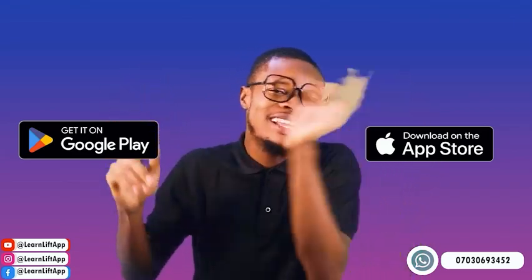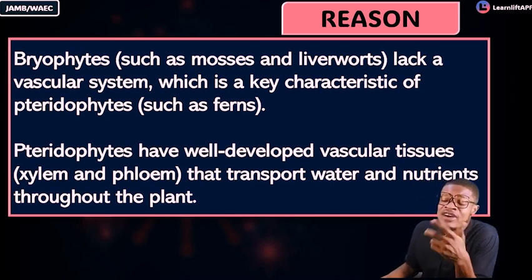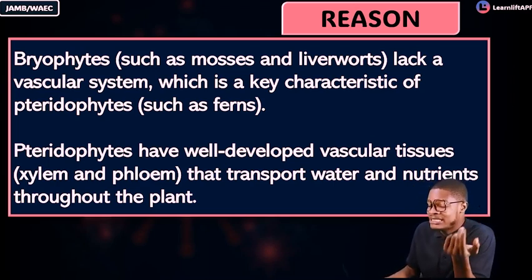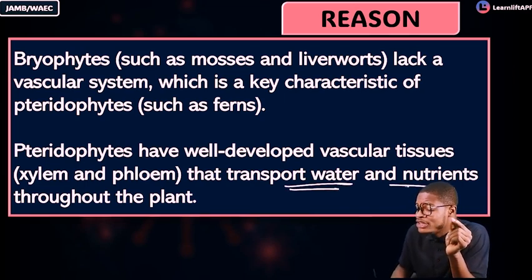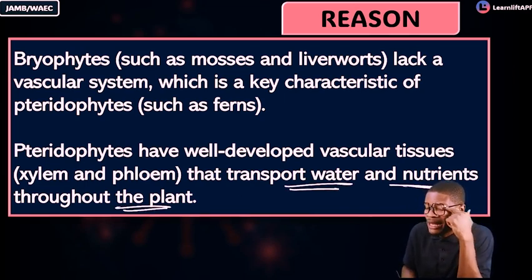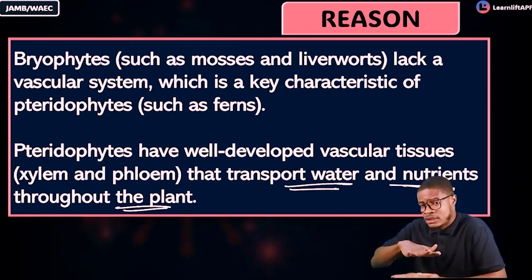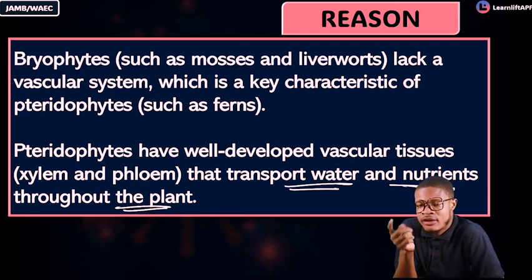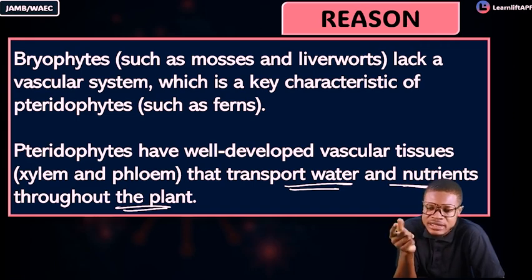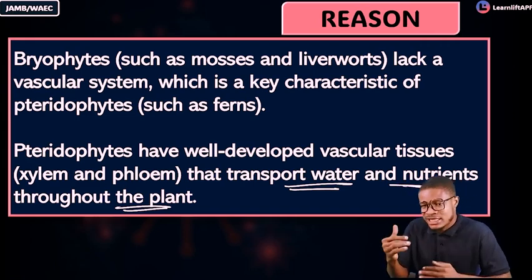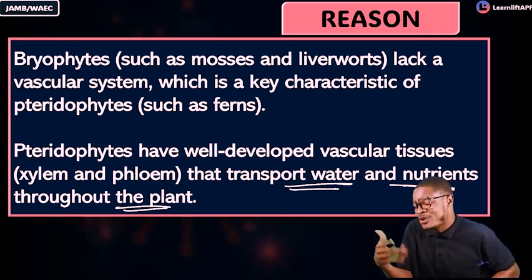A quick one before we move. Let's get back to class. And don't forget that pteridophytes have well-developed vascular tissues, which are the xylem and phloem, that will help them to transport water and nutrients throughout the plants. You see, one thing about bryophytes is that they are very small and short, right? Why? Because they lack water conducting systems or nutrient conducting elements. So even if they are tall, how will they conduct water? That's why they are very short. But pteridophytes, they're taller than bryophytes.